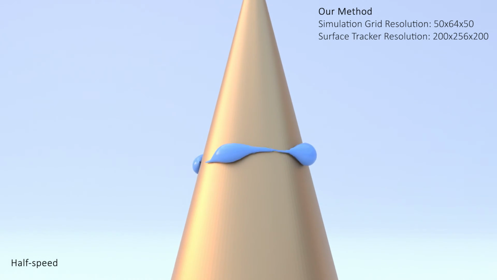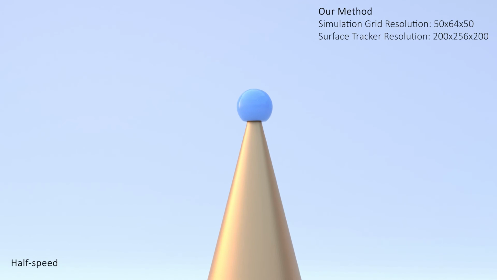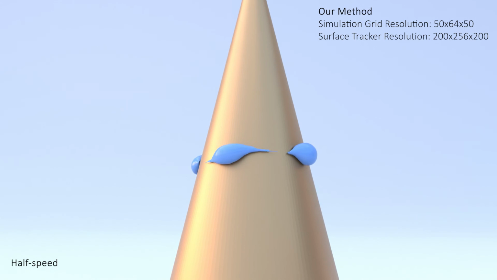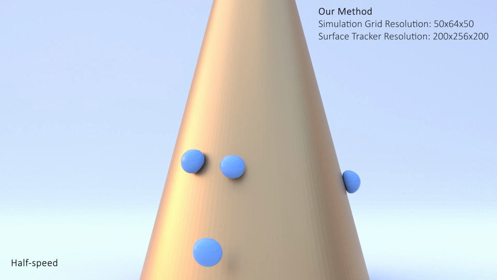Simulating this scenario with a standard GFM solver requires a high-resolution grid, since the tip of the spike obstacle is not easily represented by a regular grid. Our method creates a natural rolling drop pattern due to the interaction of the obstacle and the liquid surface tension.